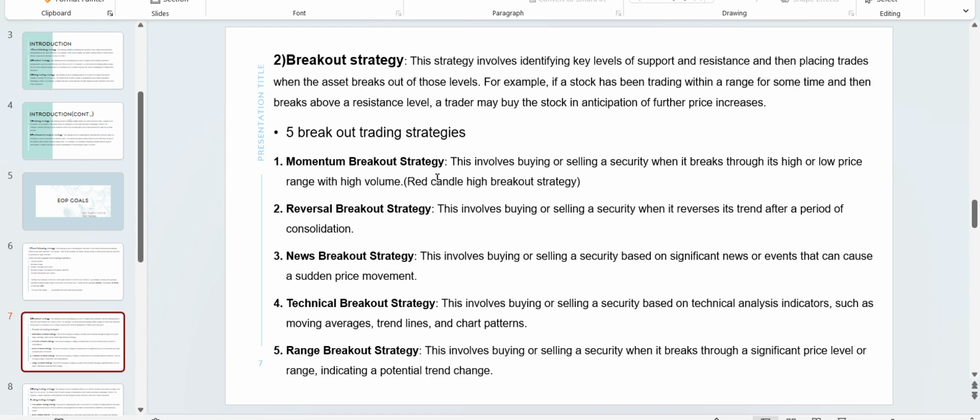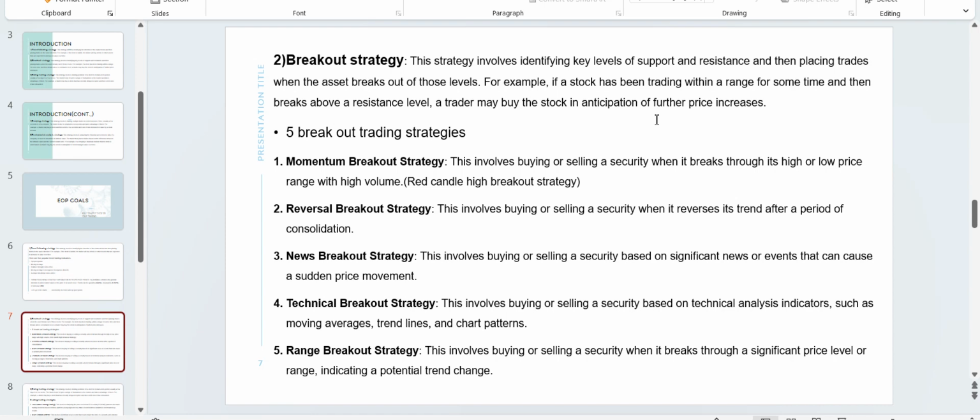Now, the breakout strategy. This strategy involves identifying key levels of support and resistance, and then placing trades when the asset breaks out of these levels. For example, if a stock has been trading within a range for some time and then breaks above a resistance level, a trader may buy the stock in anticipation of further price increases. I know you are in great confusion about what this definition is saying to you. So, I'm here to simplify things for you.